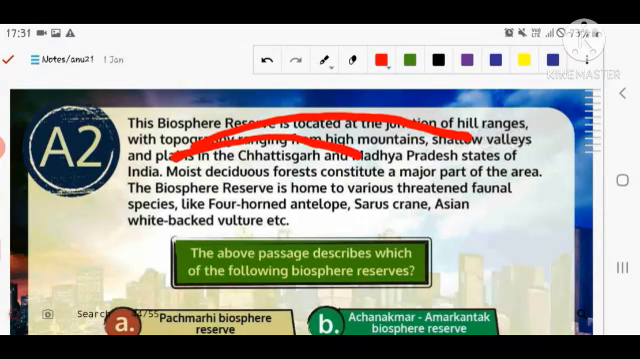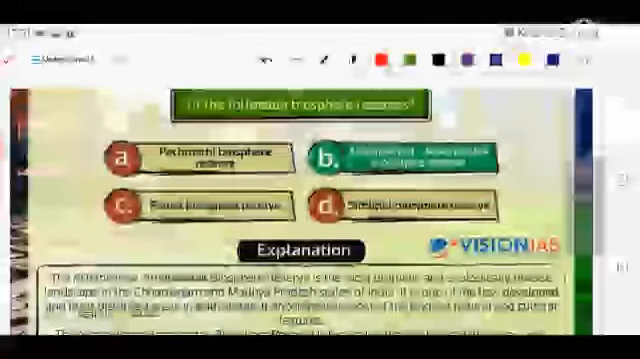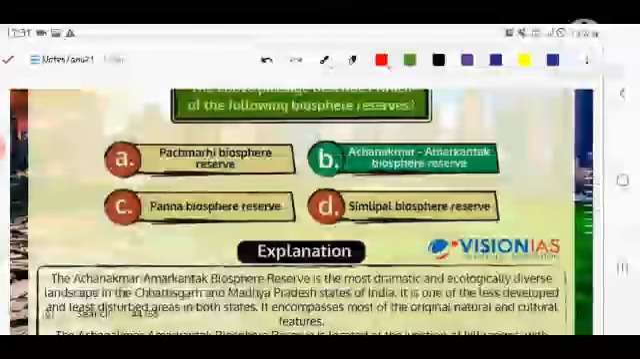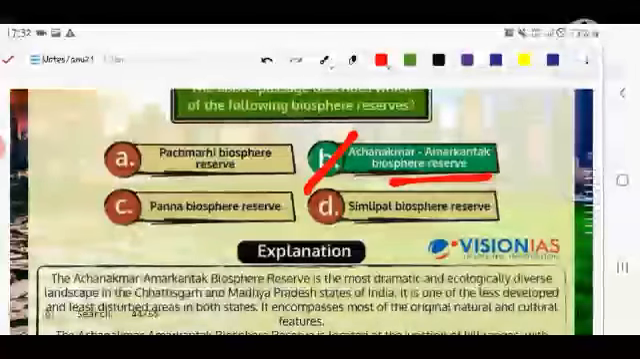More deciduous forest-type topography is found here. The Biosphere Reserve is home to various threatened faunal species like the four-horned antelope, sarus crane, Asian white-backed vulture, etc. So here the answer is Achanakmar Amarkantak Biosphere Reserve. Let's see the explanation that is given by the vision itself.